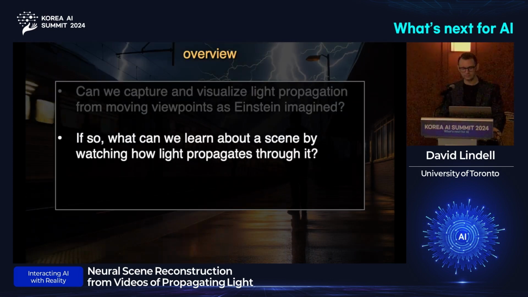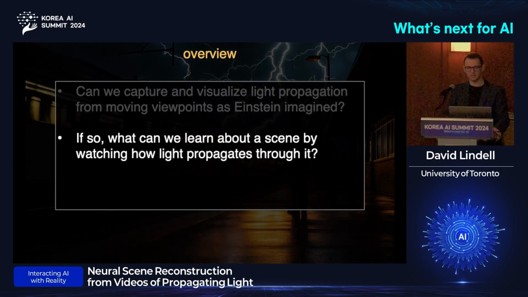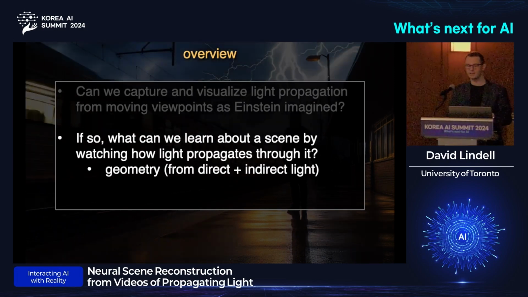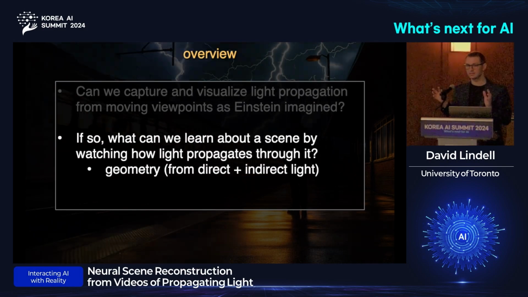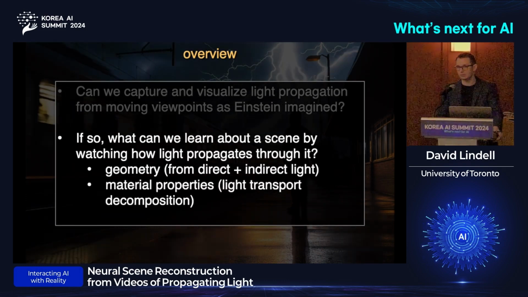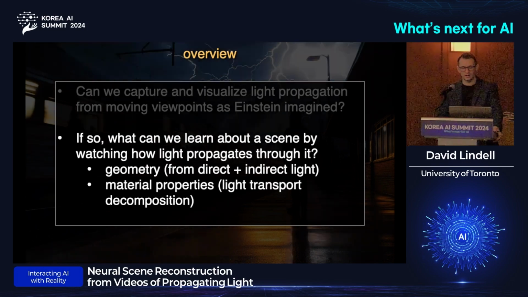Okay. So those are some things we can learn about a scene as we watch how light propagates through it. We can get the geometry from both direct and indirect light. We can do better than existing LiDAR systems that are only using direct light. We can recover perhaps material properties by decomposing light transport into its direct and indirect components. And what else can we do?